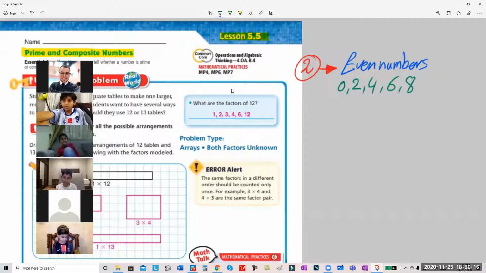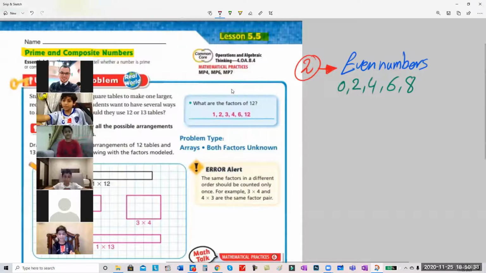If you want to check the divisibility rule of 2, you have to look at the first digit, which is the ones place. If you see 0, 2, 4, 6, 8, then this number is even and we can divide it by 2. That's the first rule.